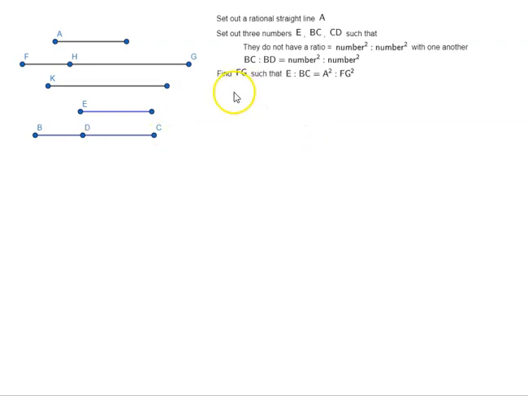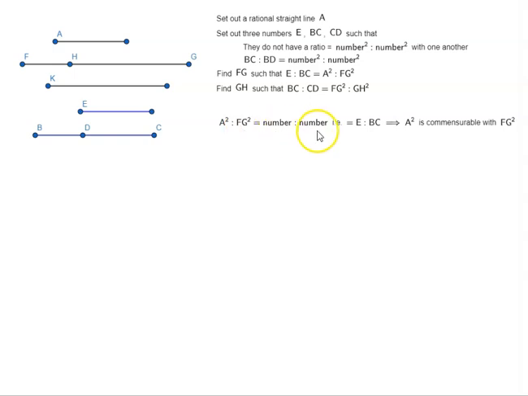Find FG such that E is to BC is equal to A square is to FG square. So using this proportionality, we find FG. Next, we find GH such that BC is to CD is equal to FG square is to GH square. A square is to FG square is equal to number is to number. A square is to FG square is equal to E is to BC, which are two numbers.